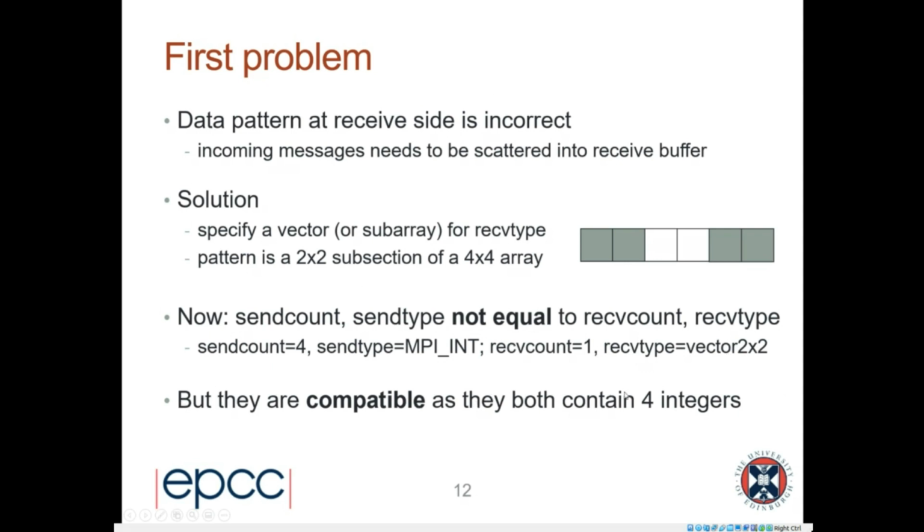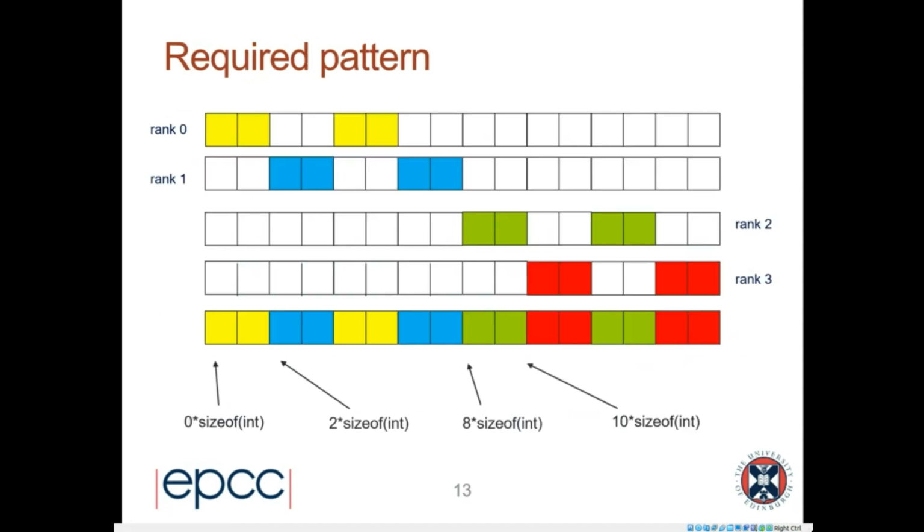And that will work because these are compatible. However, this is the required pattern. We want the offset of this to be 0 times. These are the vectors, and we want to receive them like this. So the offsets should be 0 times size of int, 2 times size of int, 8 times size of int, 10 times size of int.